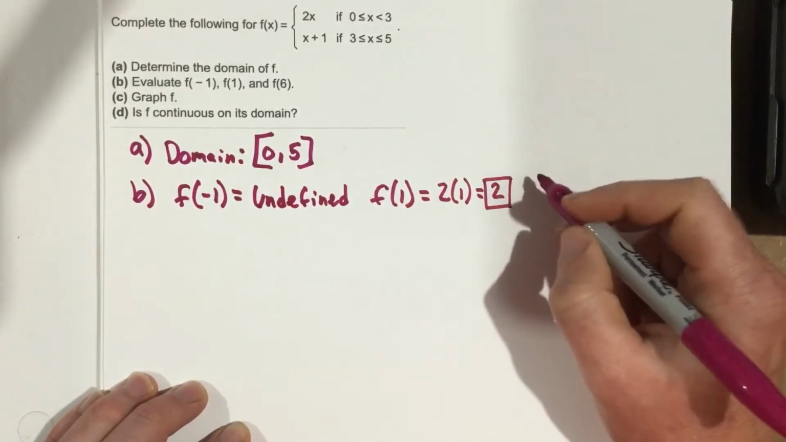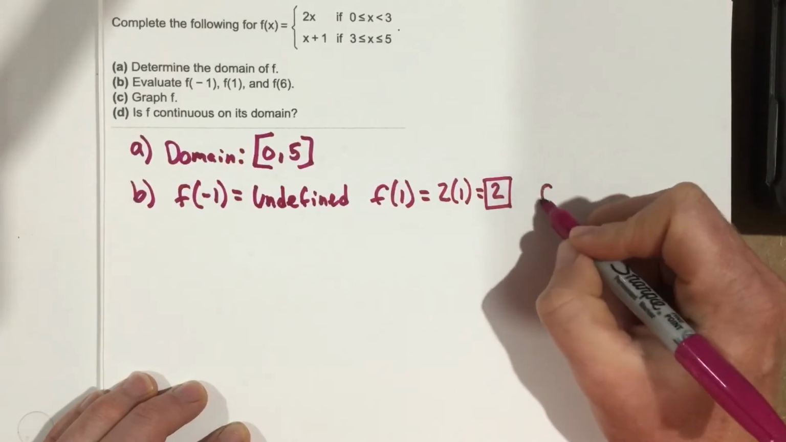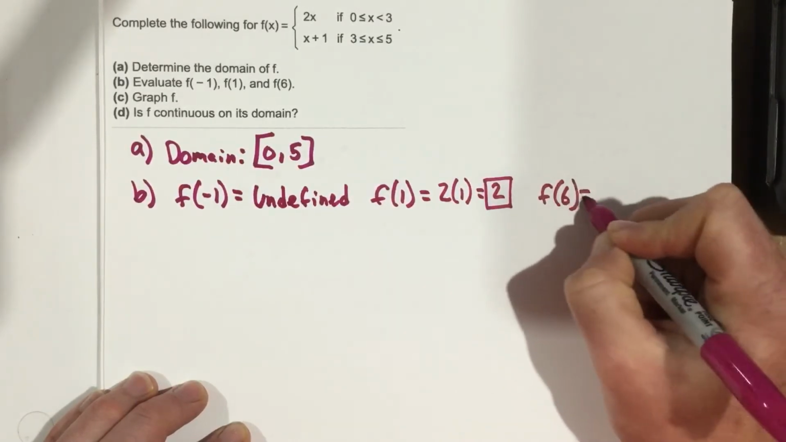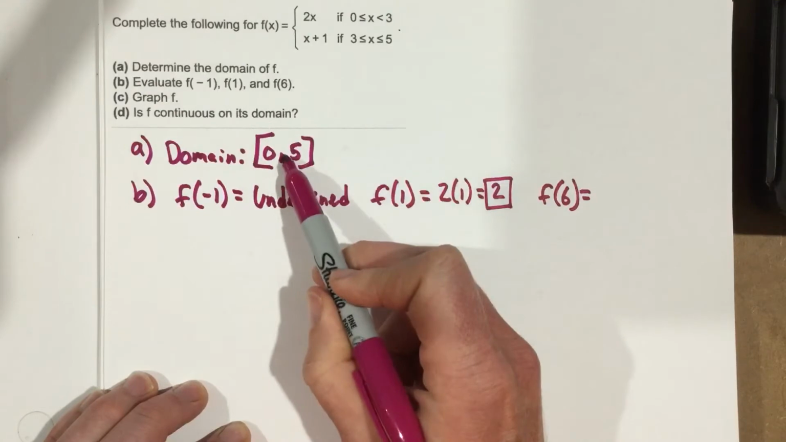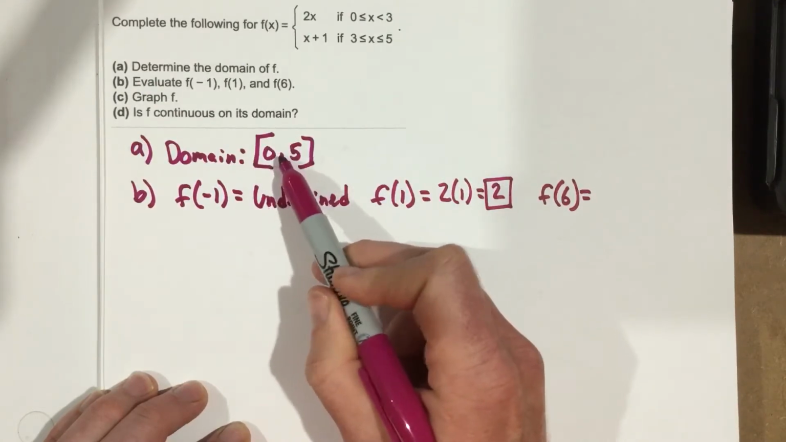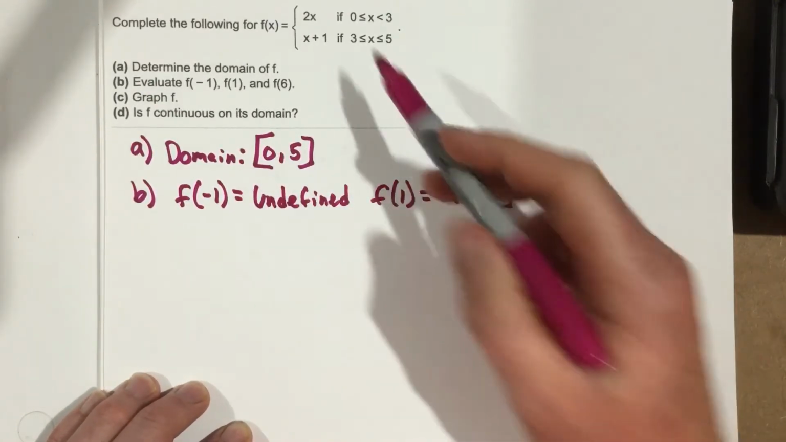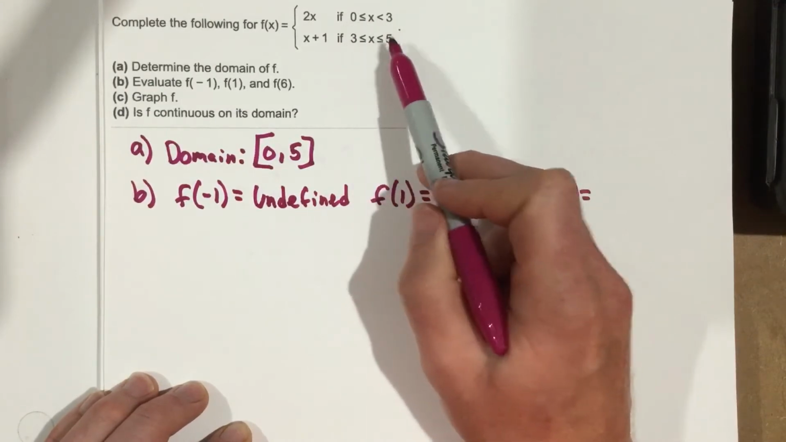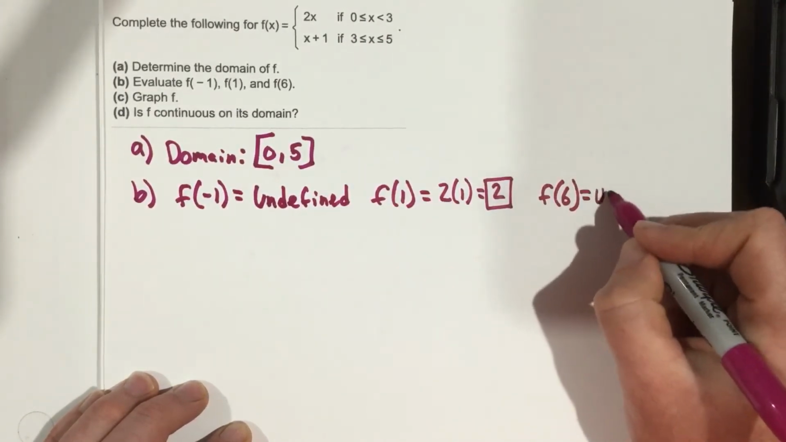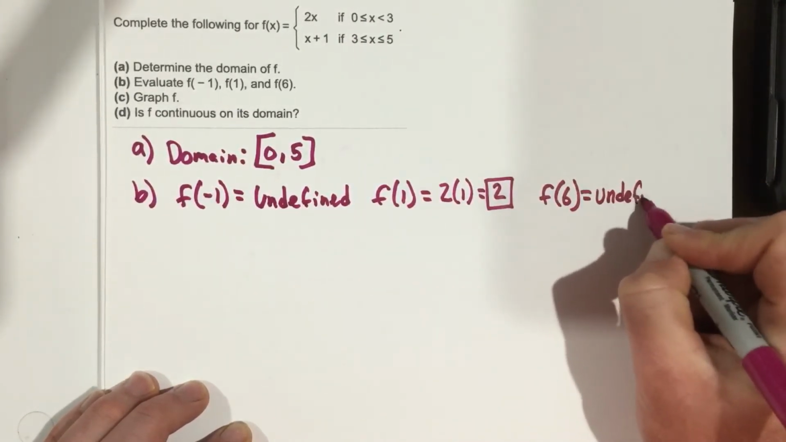And what about f of 6? Well, is 6 in our domain, 0 to 5? No, it's not in our domain. We just looked and saw we can only plug in numbers from 0 to 5. So f of 6 is also undefined.